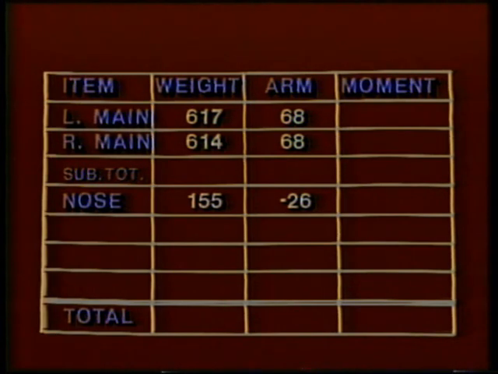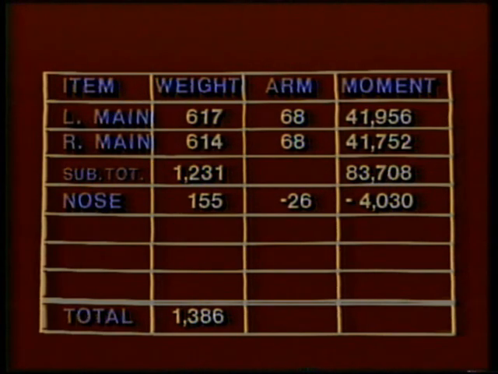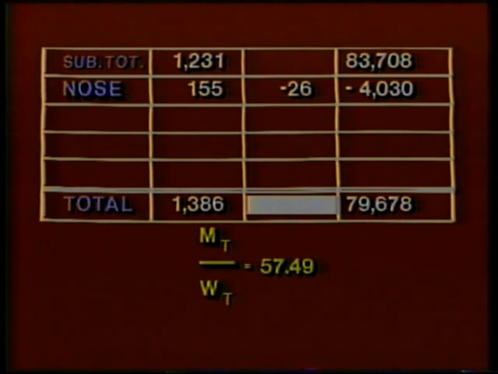Multiplying the weight of each item by its arm gives us the moment for each item. Notice that the moment of the nose wheel is negative. Add the weights of each item to get the total weight of the aircraft. Add the positive moments and subtract the negative moment to arrive at the total moment. Divide the total moment by the total weight to find the center of gravity.